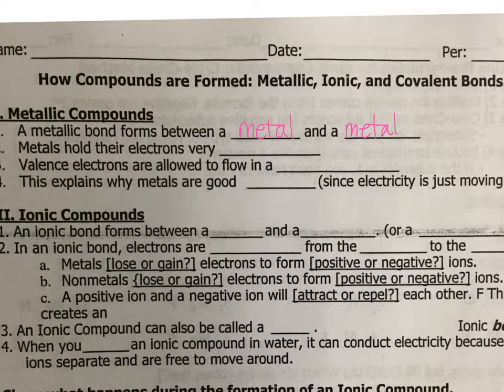Metals are going to hold their electrons very loosely, meaning that their valence electrons, the ones on the outer shell, are allowed to flow in a sea of electrons. That's what we like to call it. Has anybody heard of that from middle school? No? Okay.